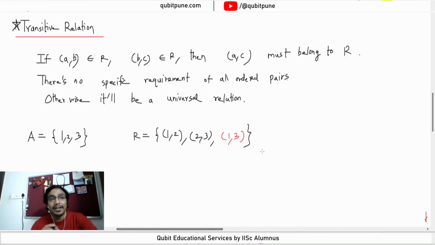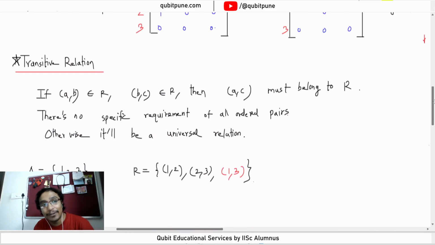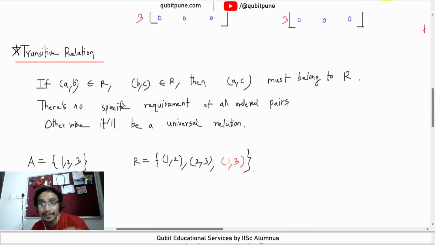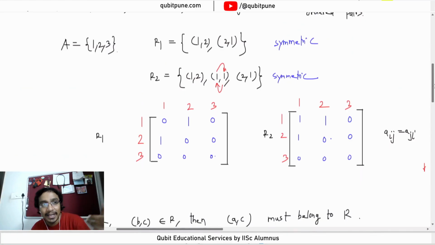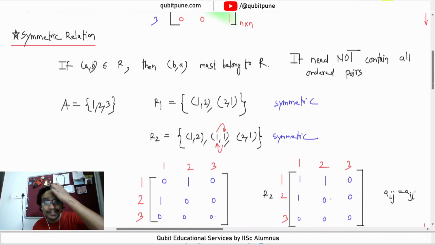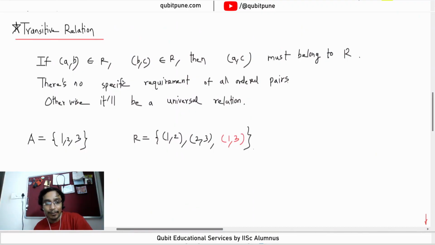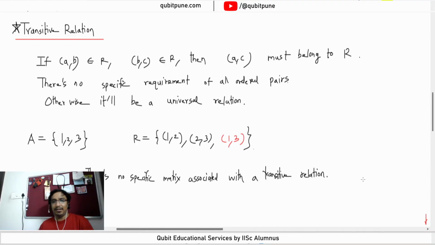Now you might be wondering, can we identify a transitive relation using a matrix? I'm not saying can we represent it. We can always represent a relation using a matrix. But can we identify a transitive relation like we could identify a symmetric or a reflexive relation? The answer is no. It's a bit of a difficult problem. There is no specific matrix that is associated with a transitive relation.